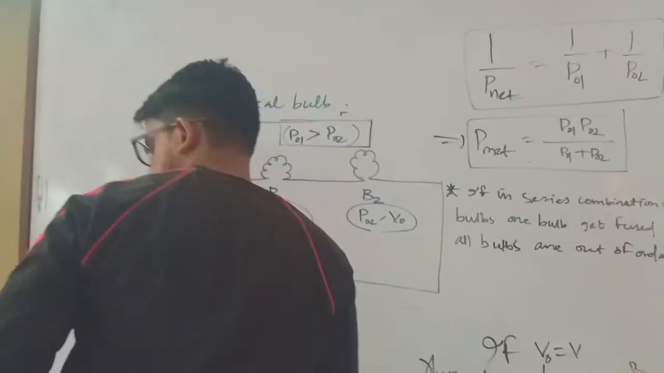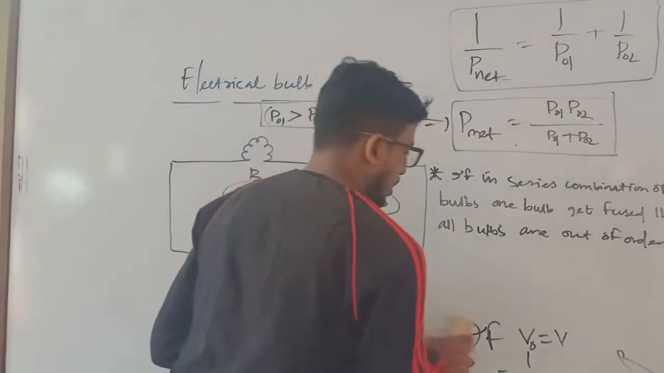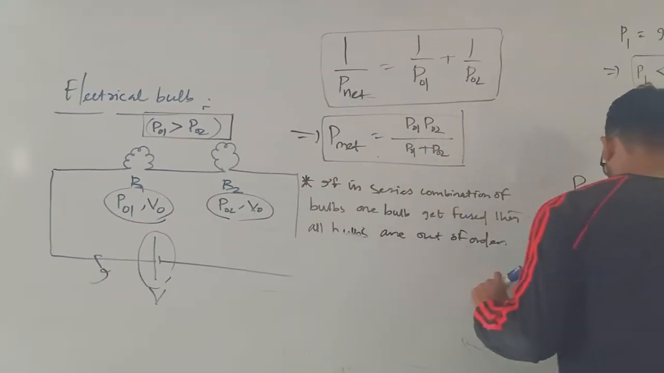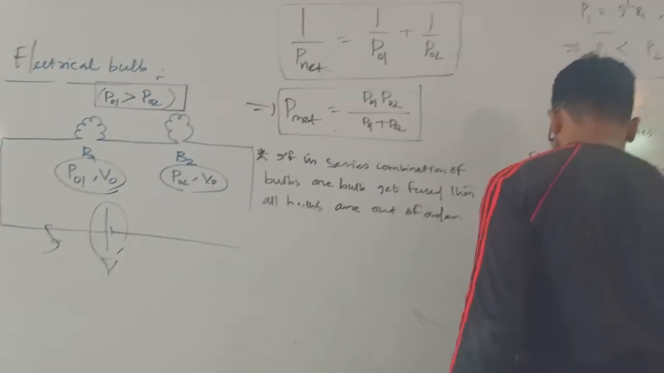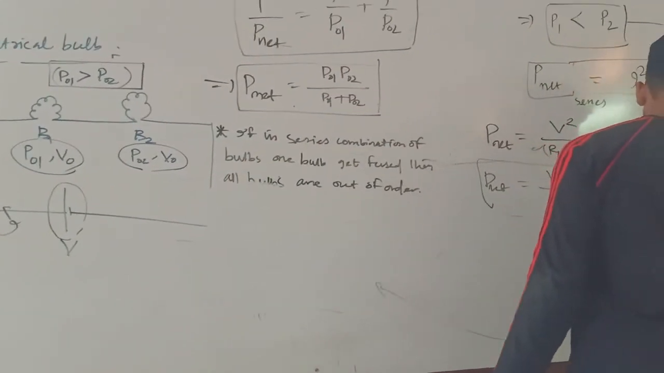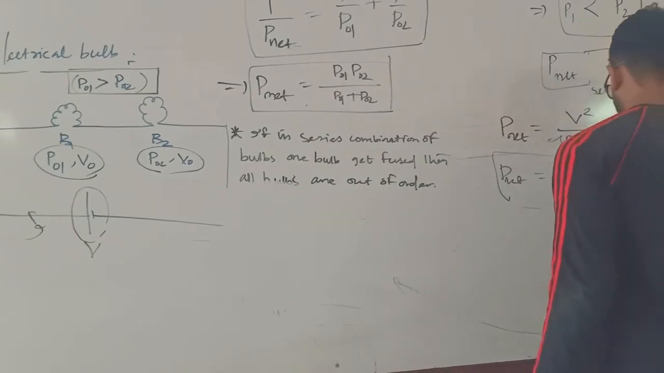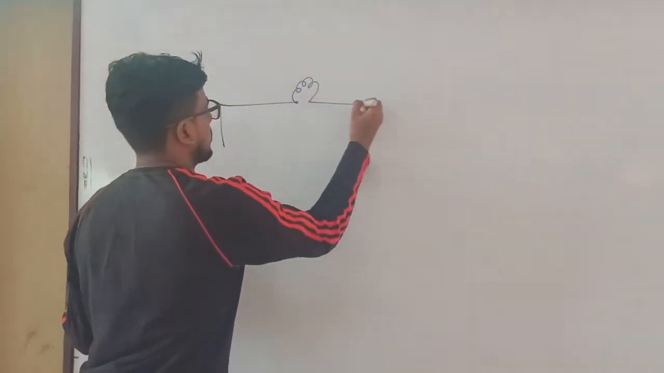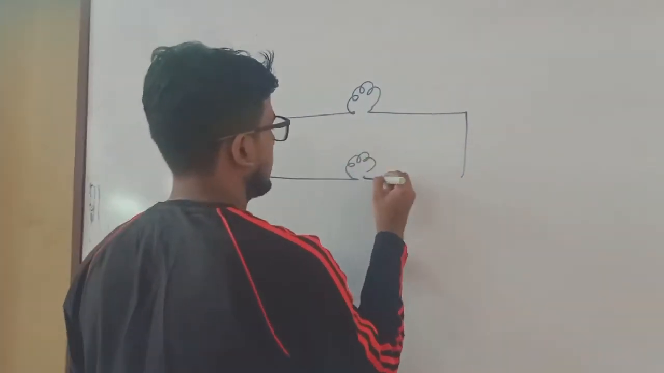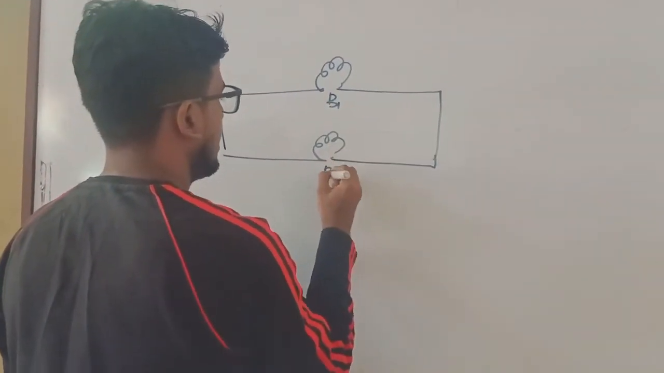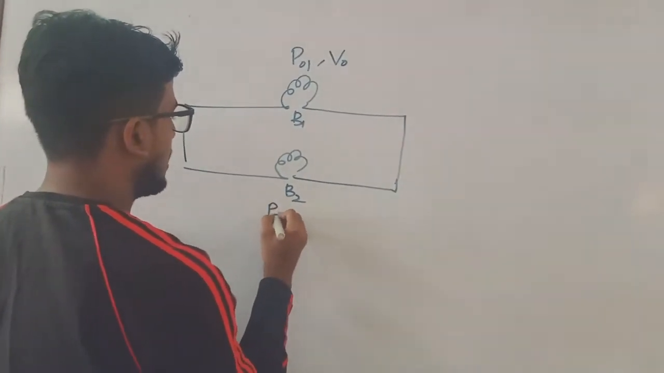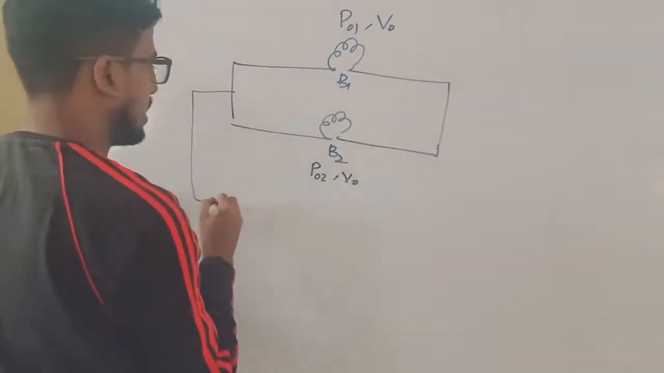Now let's talk about how to calculate the power consumed by the bulbs when they are connected in parallel in a given circuit. Now discuss bulbs connected in parallel. So let's consider the same two bulbs, B1 and B2, having power rating P01 with potential rating V0, and P02 with potential rating V0, connected across a potential difference V.